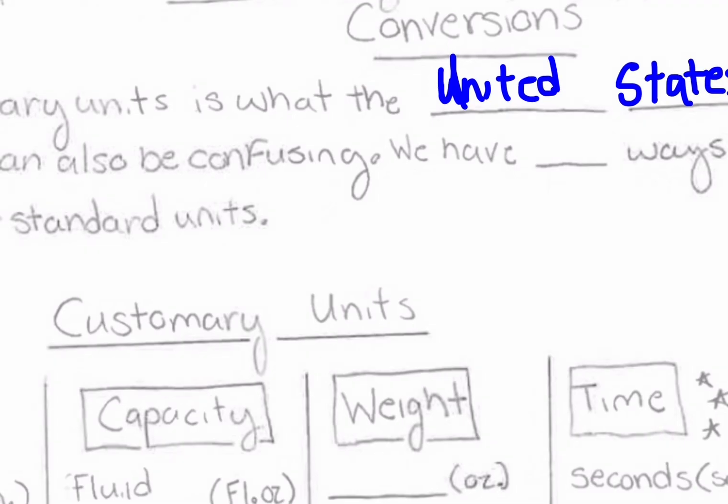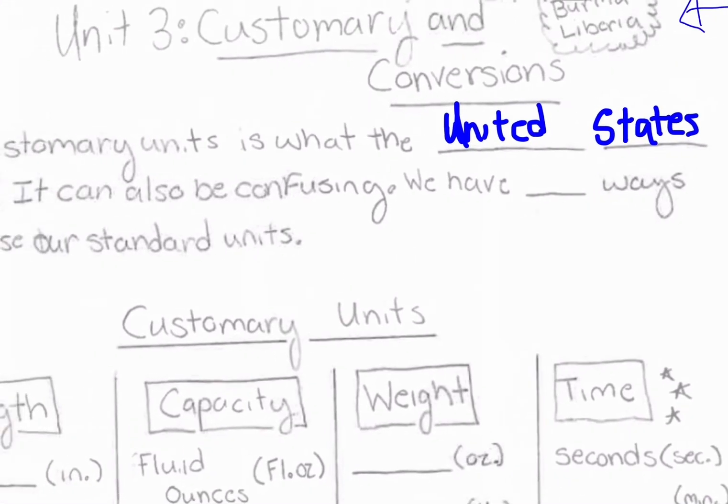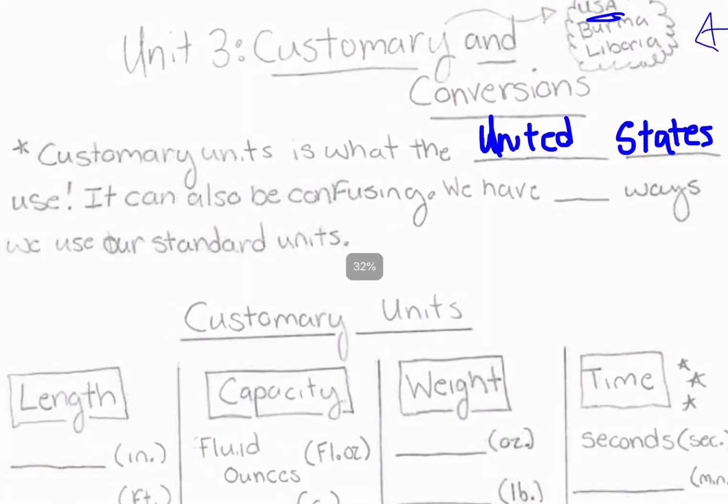Now, unfortunately, customary conversions can be kind of confusing, and there's going to be 4 different ways that we have to use our standard units. You have length, capacity, weight, and time.